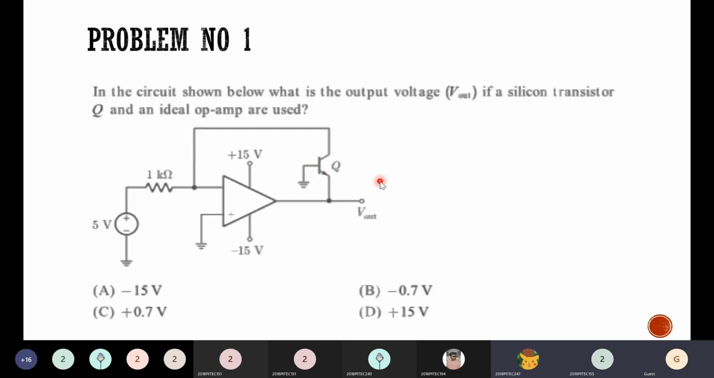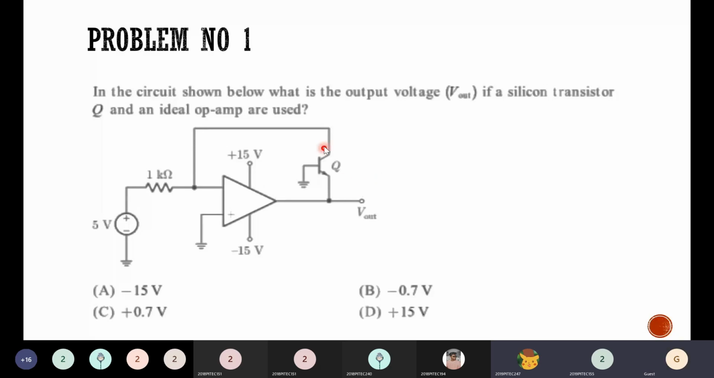So just try to find out what will be the output. Very simple. You need not calculate anything here. You need not do calculations. Known concept. Yes. Anybody have got the point? What should be considered here?